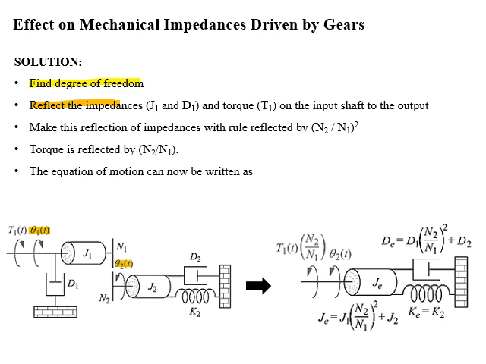In this problem, we have to find transfer function theta 2(s) over T1(s), or input torque. So we will reflect the impedances J1 and D1 present on input side to the output side. For this reflection, we will multiply both impedances J1 and D1 by teeth ratio square, which is (N2 over N1) whole square. Now T1 torque will be reflected by multiplying its ratio N2 over N1. This reflection of impedances and torque can be seen in the figure.